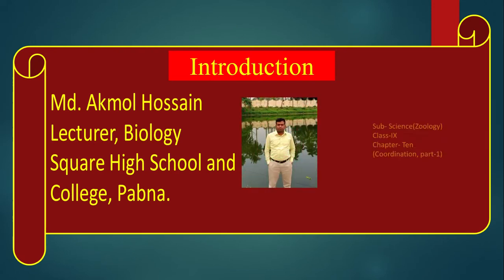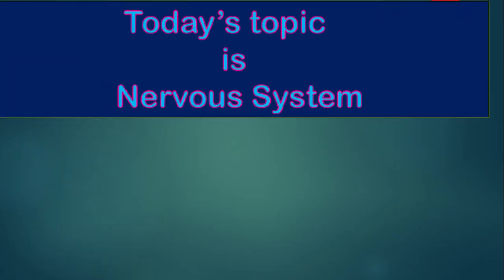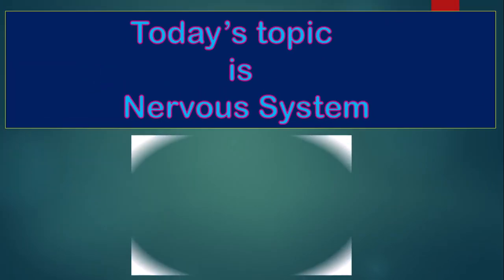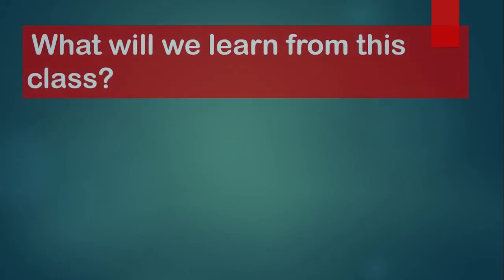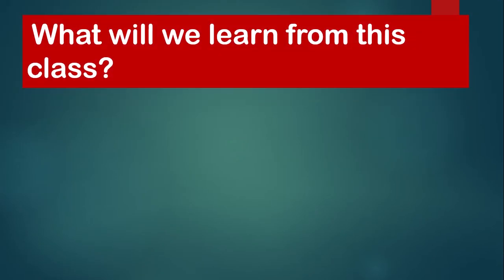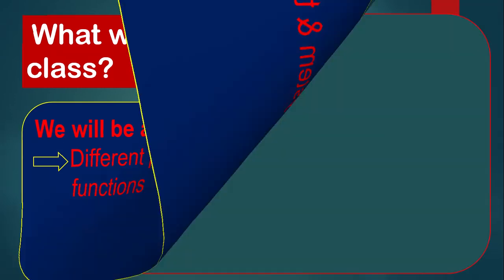Now I am going to take a zoology class of standard 9, chapter 10. Today's topic is nervous system. What will we learn from this class? We will be able to know about different parts of nervous system and their functions.